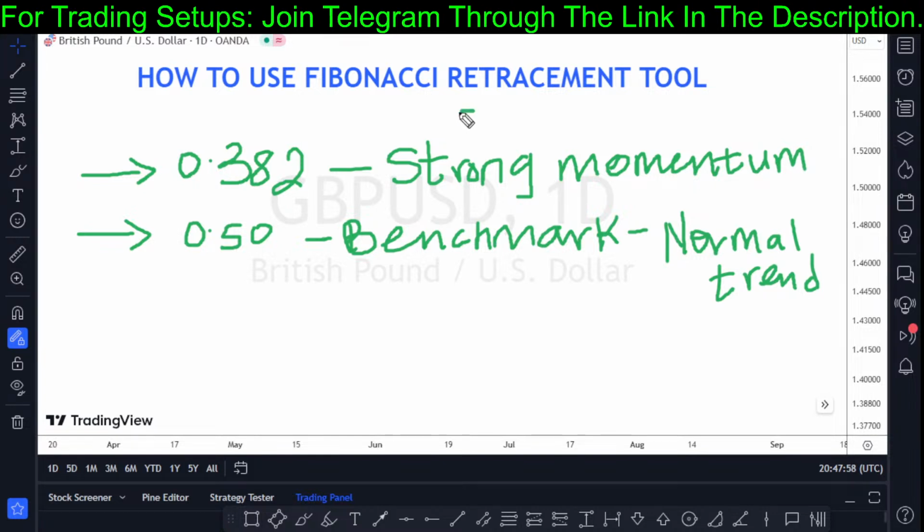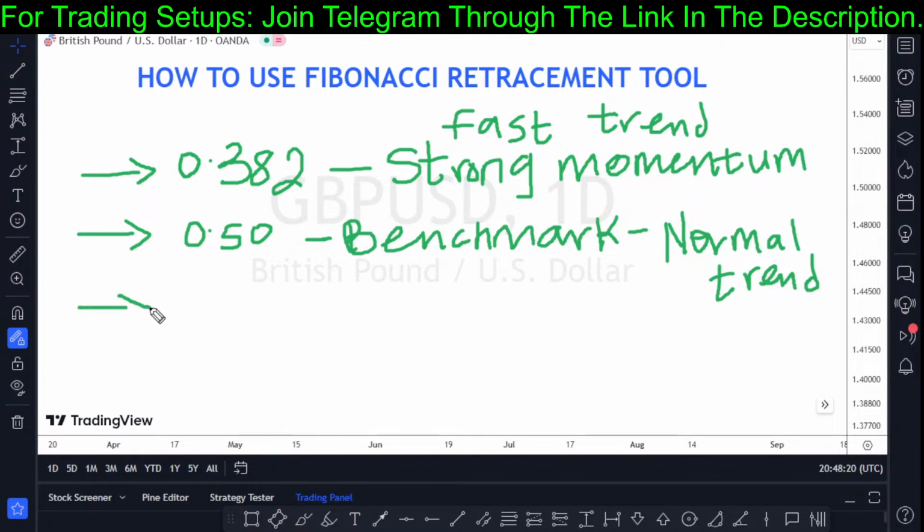When I say strong momentum, I mean a fast trend. When a trend is too fast, this is what we call a fast trend, strong momentum. This is where you use the 0.382, and I think that is what is actually going on in GBP/USD. I will show you examples of levels where you can use the 0.382.